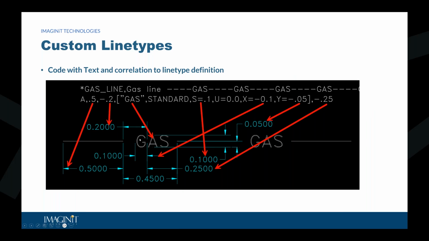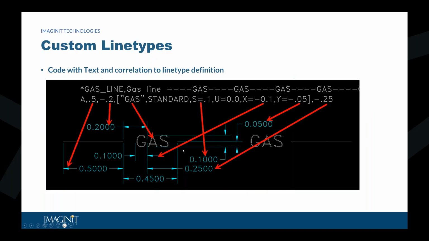We have the word gas right here. It's using the standard text style, which again has to be included inside of your drawing. So if your line type references a text style that is not in the drawing, the line type will not load. If you are trying to load it, it'll just come back and tell you there's an error. And then we have our scale. So this is the overall scale of the text, which in this case is 0.1. We have U, which means, again, it's going to be upright. 0 degrees, which means it'll always be upright. And then we have an X of negative 0.1.